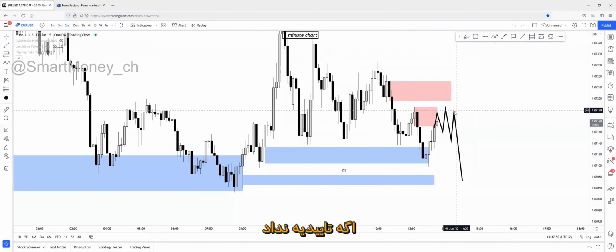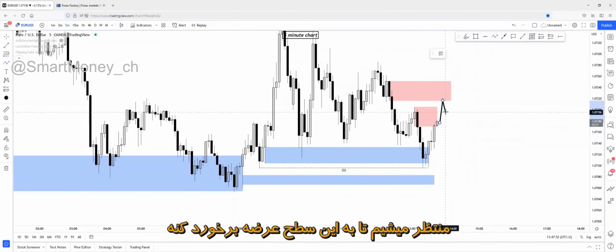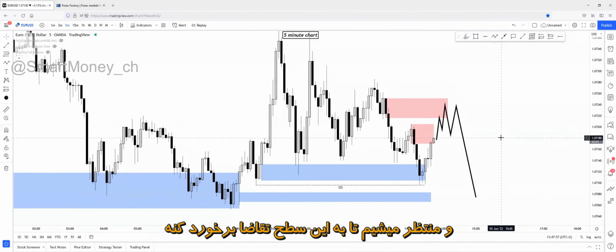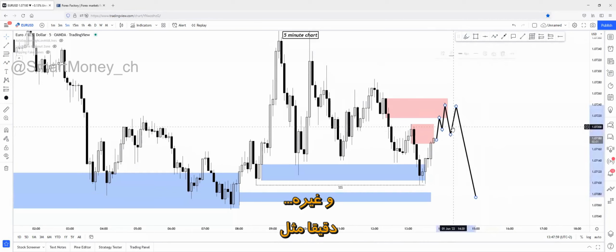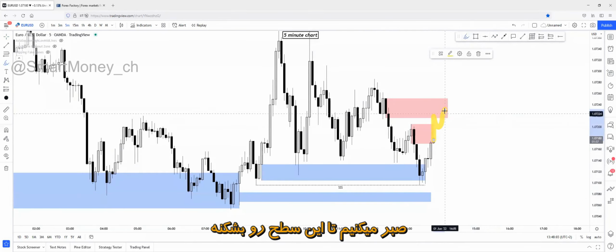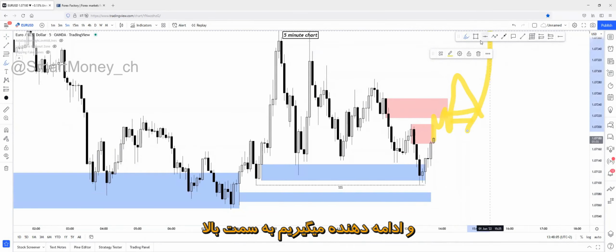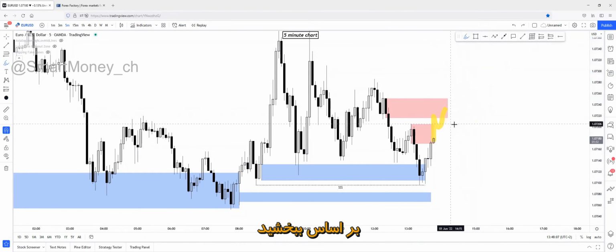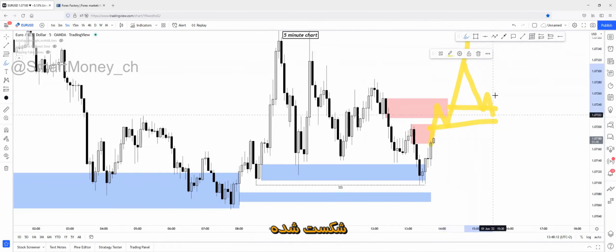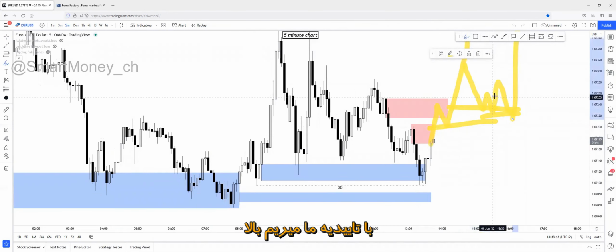If the confirmation can't happen, we will wait for the tap of this supply zone. We will wait for a confirmation. We will wait for the tap of this demand zone, etc. Just like the same scenarios on the 4-hour chart. If the confirmation can't happen on this zone, we will wait for a break of this zone, and we will take confirmation to the upside based on this 5-minute zone that has caused the break. We will wait for confirmation on this 5-minute zone too. With the confirmation, we will go along.